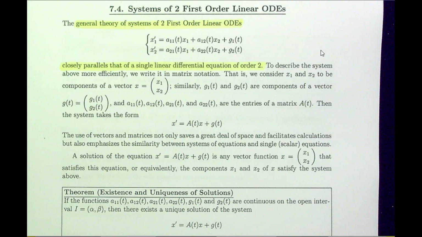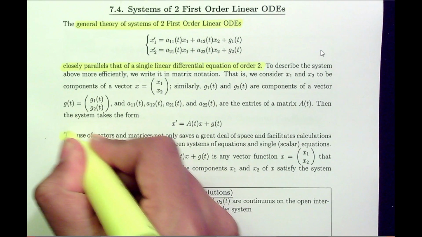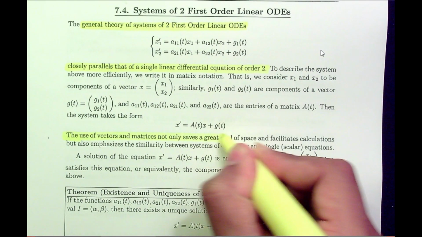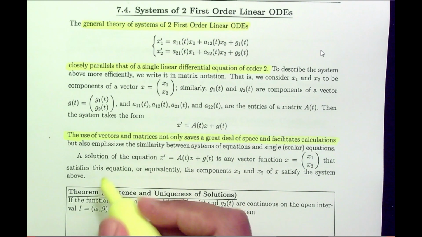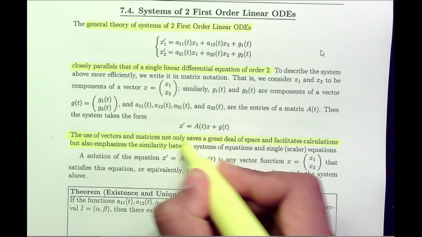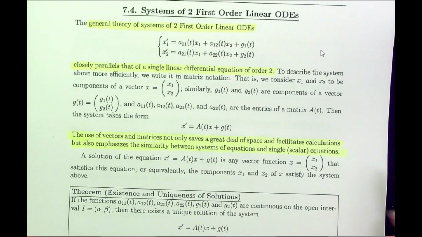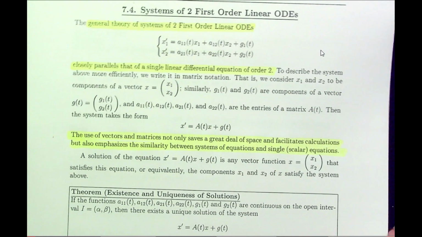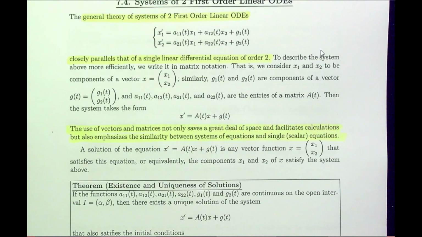All right, and the use of vectors and matrices not only saves a great deal of space, but it also facilitates calculations and emphasizes the similarity between systems of equations and single equations. Because now that looks like a single equation, so it emphasizes the similarity.